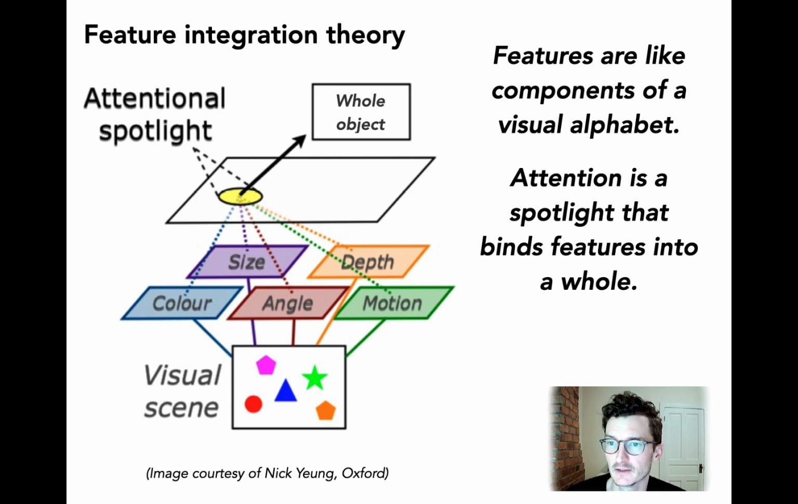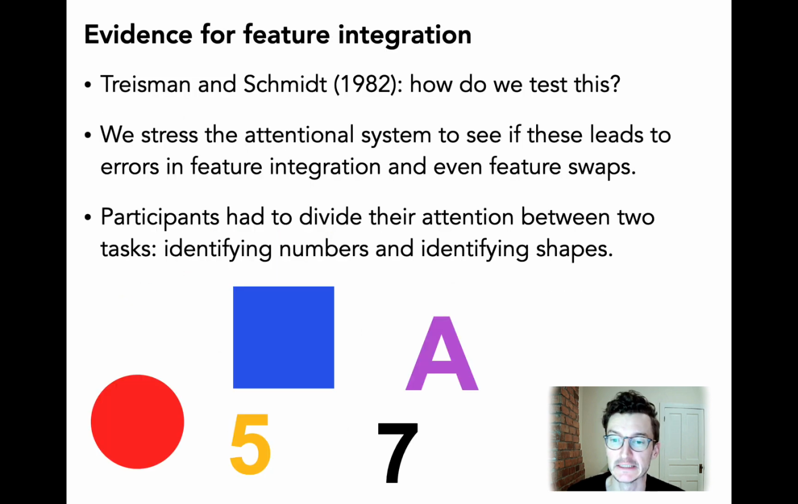So do we have any evidence for feature integration theory? Do we have any evidence that the binding problem is actually a problem, right? You might look around your world and think, when I look at a red circle, I know that it's a red circle. I don't mix up features of objects. Well, actually, in some situations in the laboratory, we can make you swap features of things. And Treisman and Schmidt first showed this in the 1980s.